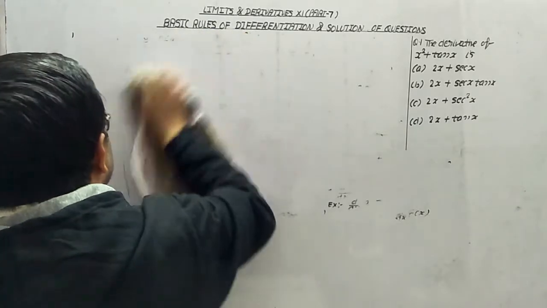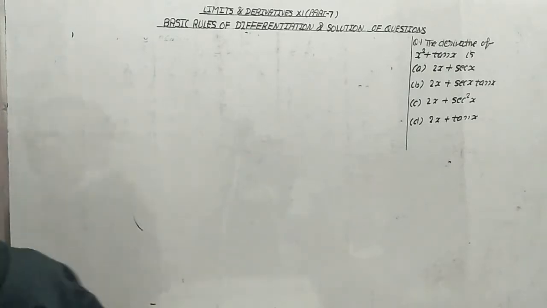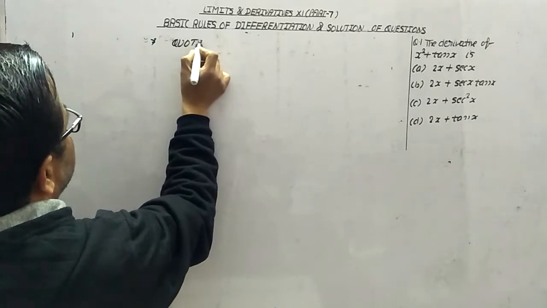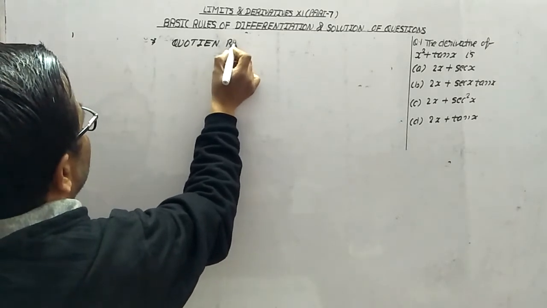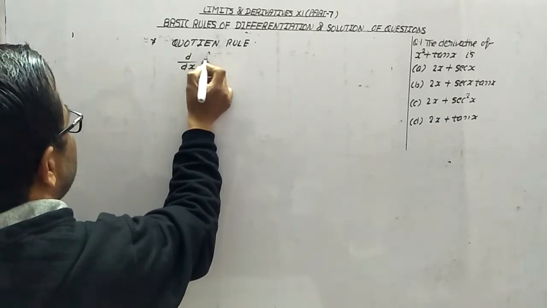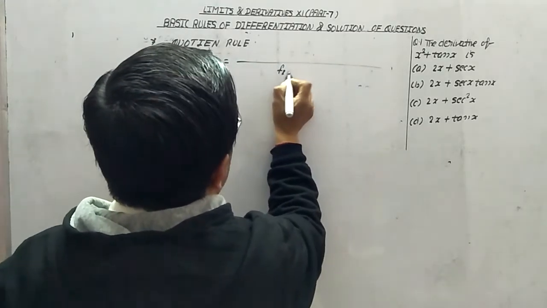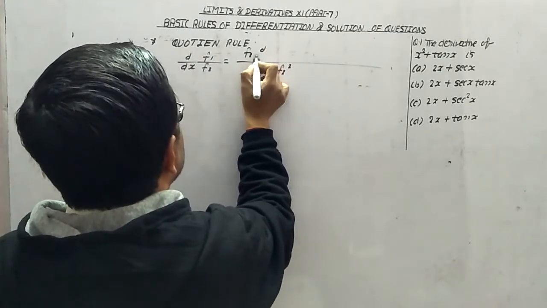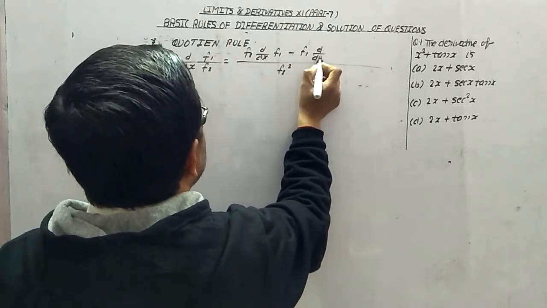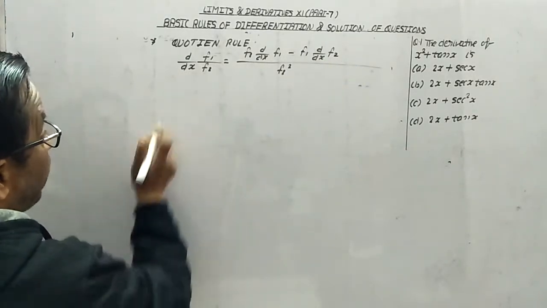Now I'll explain the quotient rule. It means if we have two functions in division, that is the quotient rule. According to the rule, we have to do the differentiation. Look at this. What is the rule? d by dx of f1 upon f2 is always equal to denominator square, denominator as it is, differentiation of numerator minus numerator as it is, differentiation of denominator. This is the rule.